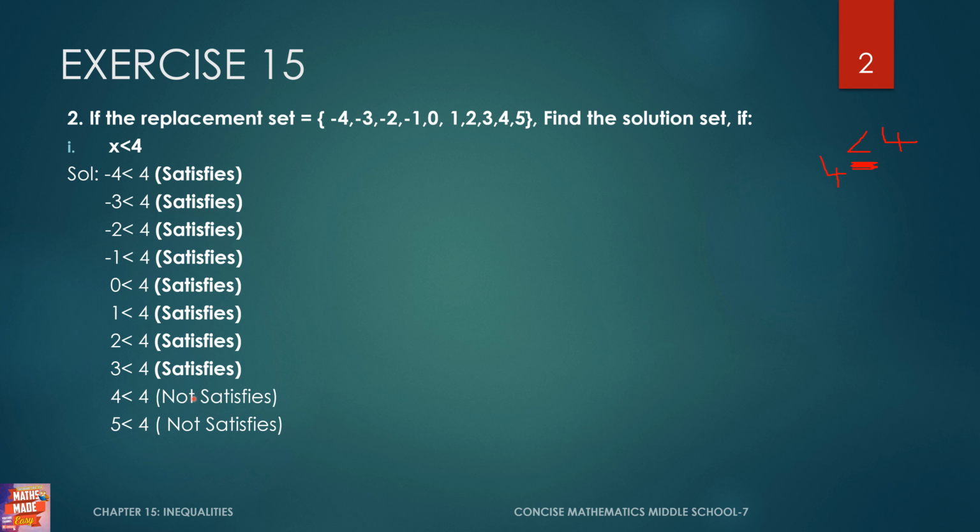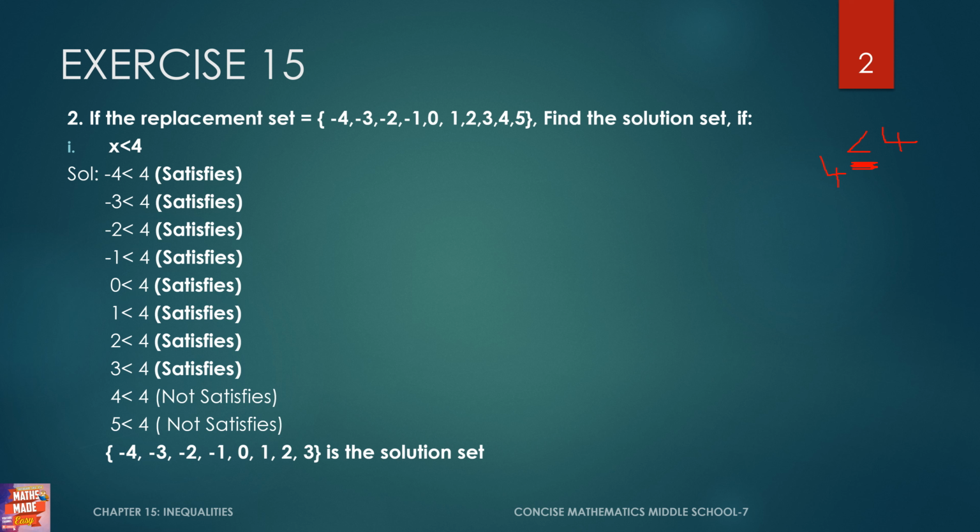No need to do this, though for your clear understanding I have done it. And what are all the numbers it satisfies? If x is minus 4, it is satisfying. Minus 3, it's satisfying. And similarly up to 3. So the solution set is minus 4, minus 3, minus 2, minus 1, 0, 1, 2, 3. You should not write 4 and 5 because they don't satisfy the condition.